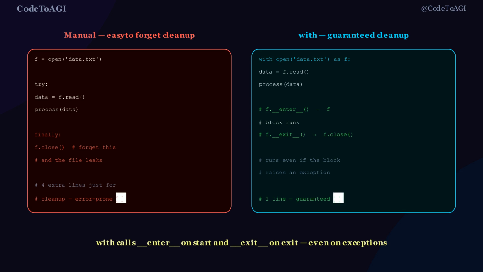On the right, the same thing with open as f. Python calls dunder enter on the file object and binds its return value to f. The block runs. Then, no matter what, even if the block raises, Python calls dunder exit, which closes the file. With replaces try plus finally for any object that defines dunder enter and dunder exit. That is the entire context manager contract in two methods.